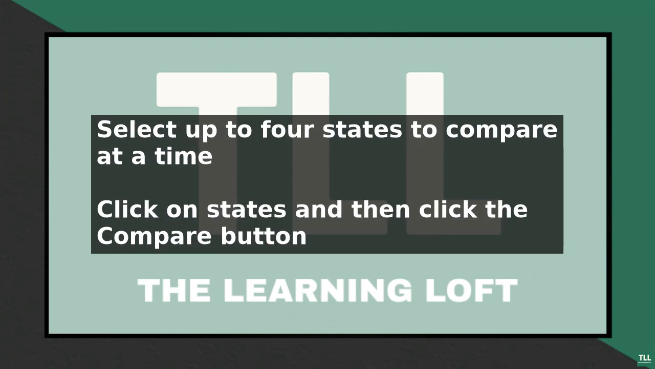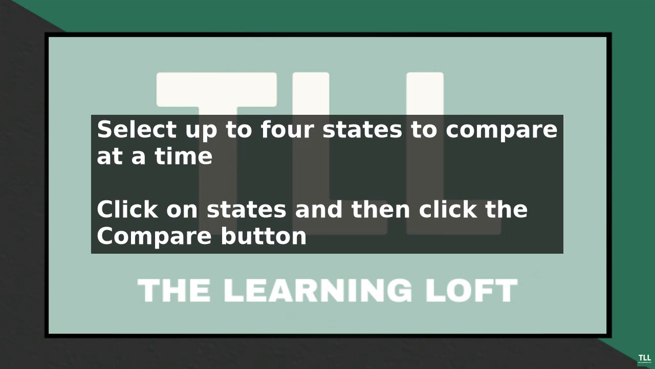Once you have selected your states, you will be taken to a page that provides a side-by-side comparison of the states you have chosen. The comparison includes a wide range of categories, including cost of living, housing, transportation, education, and healthcare. You can also view the overall ranking of each state, as well as the national average for each category.